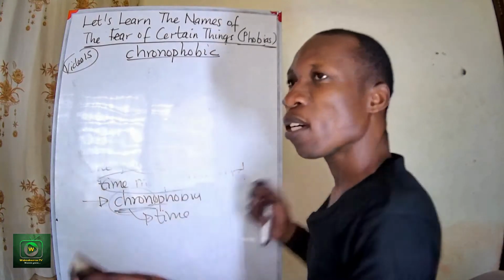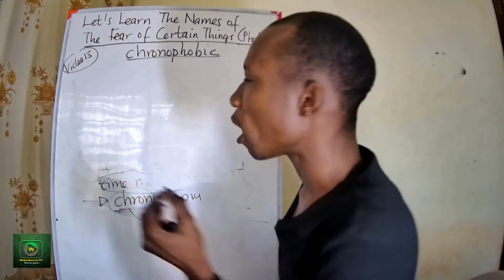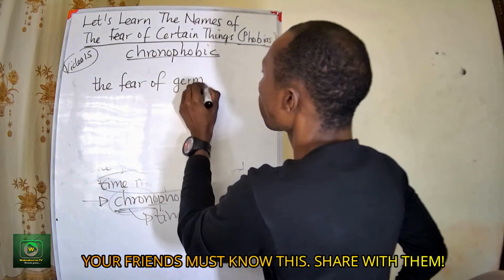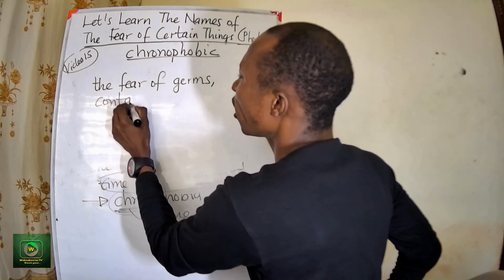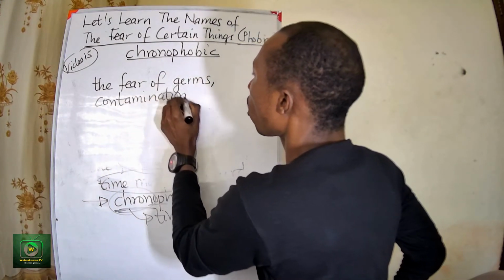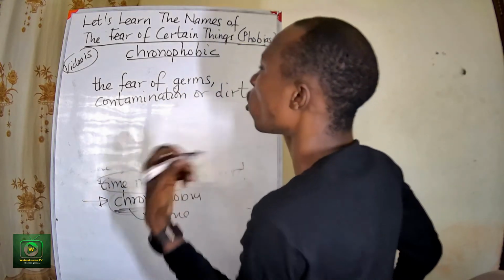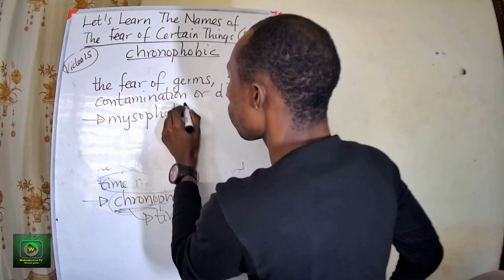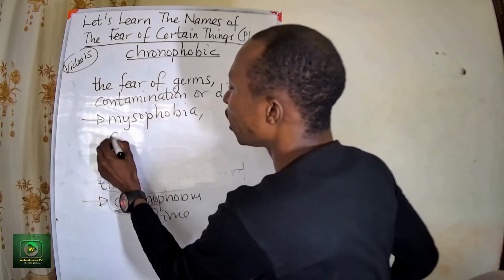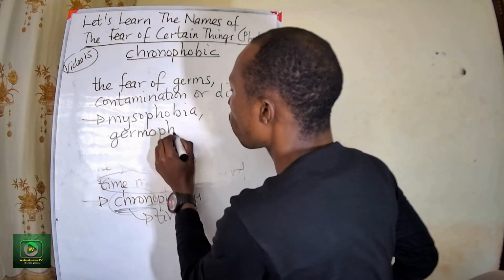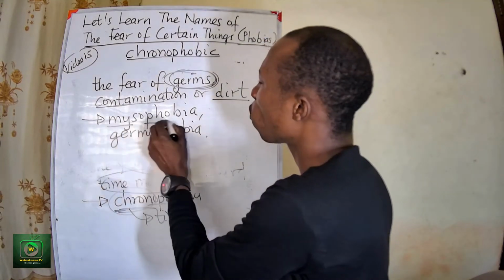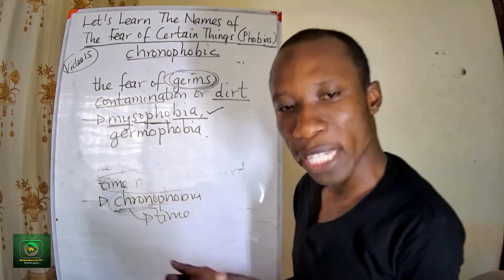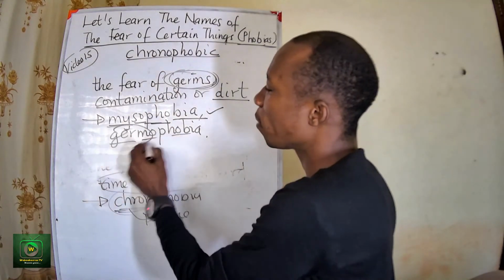The fear of germs, contamination, or death is known as what? So the fear of germs, contamination, or death is known as mysophobia. It can also be known as germophobia. So mysophobia refers to the fear of germs, contamination, or death. It can also be known as germophobia, from germs, germophobia.